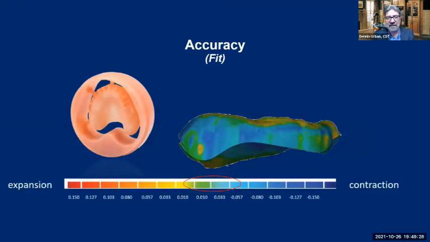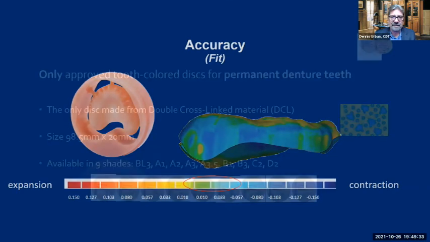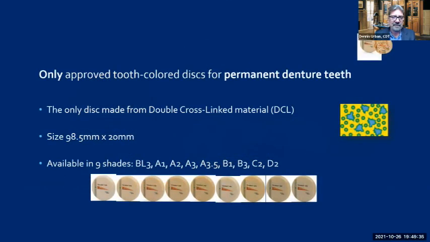And the expansion and contraction rate on this material is so accurate. The accuracy of fit is amazing. So it comes in all these different shades. If you're going to be milling the material, it comes in various shades. And, you know, the aesthetics are great.